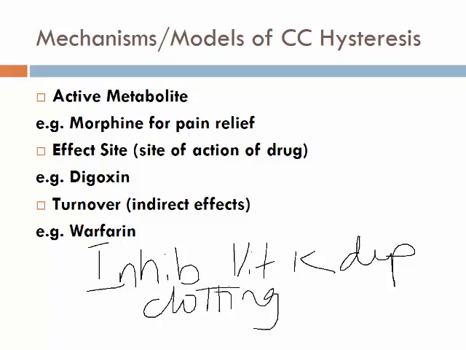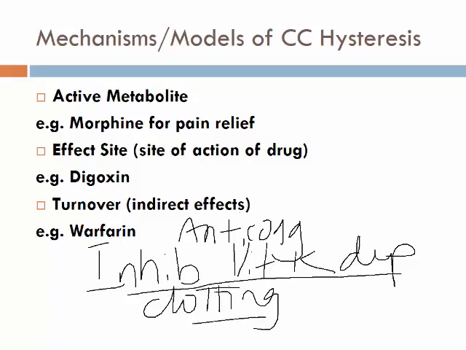So it's an anticoagulant. It stops your body from making clots, right? It does it by inhibiting the vitamin K dependent clotting factors. So in order for it to work, it has to stop the manufacturing of these vitamin K dependent clotting factors. As our concentration of warfarin increases, it's shutting down the making of those clotting factors.